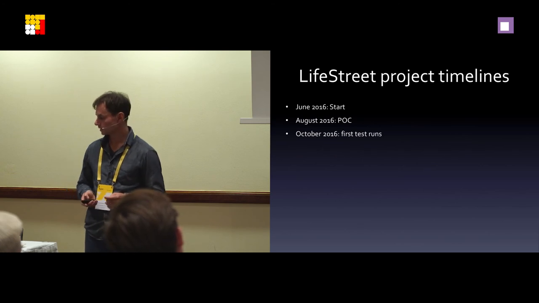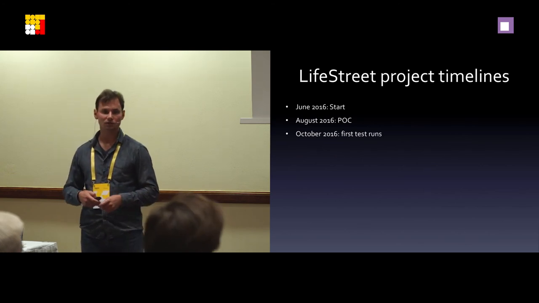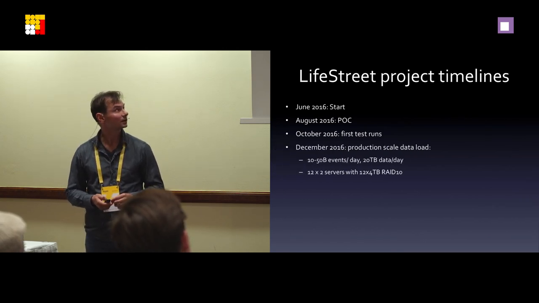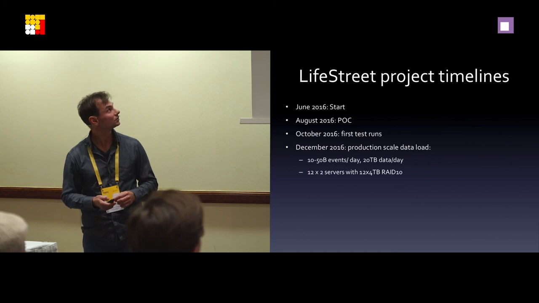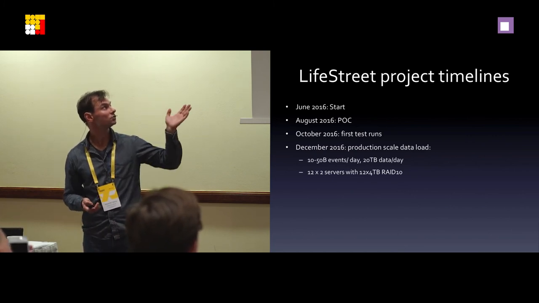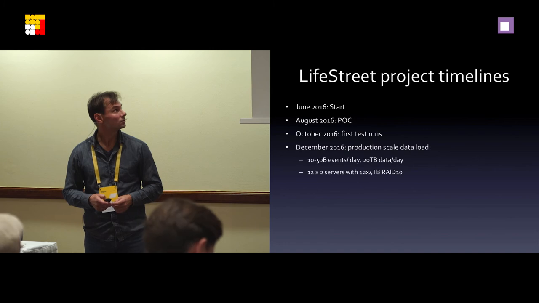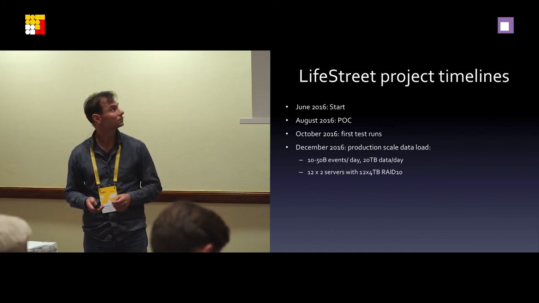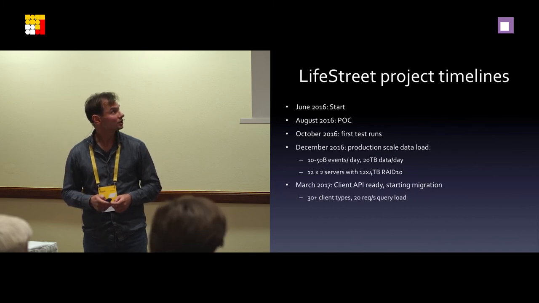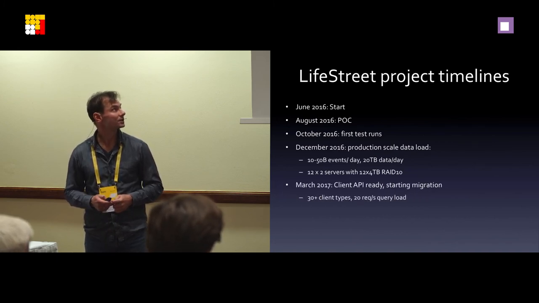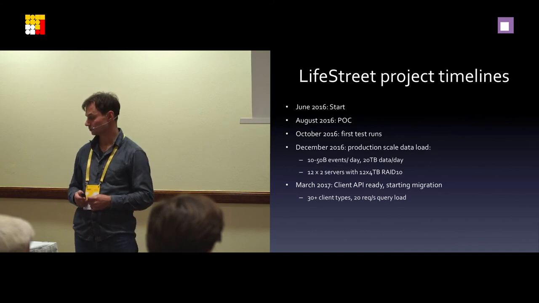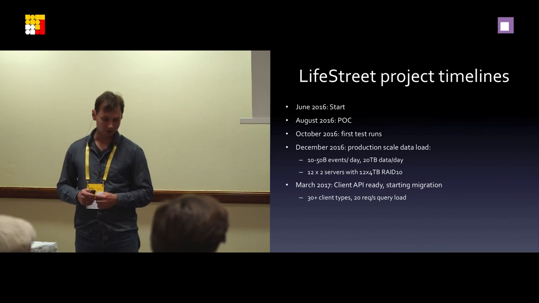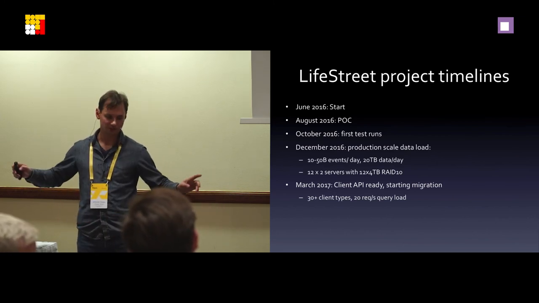In October, we got the first test runs of the full cycle. And in December, we already had production scale data load, so we could load this huge amount of data using only 12 servers in replica. That's not too many. By March, we migrated client APIs. It took 3 more months to rewrite our query engine to generate queries for ClickHouse. It could probably take less time, but we rewrote everything from scratch.